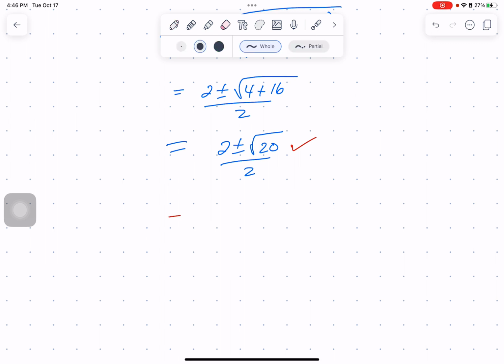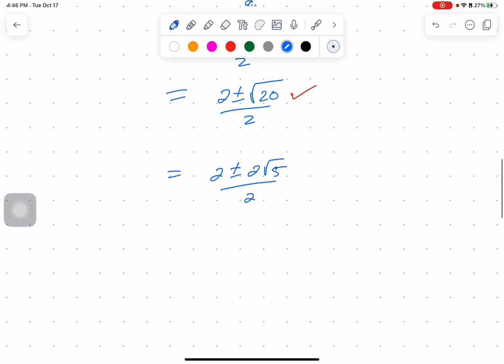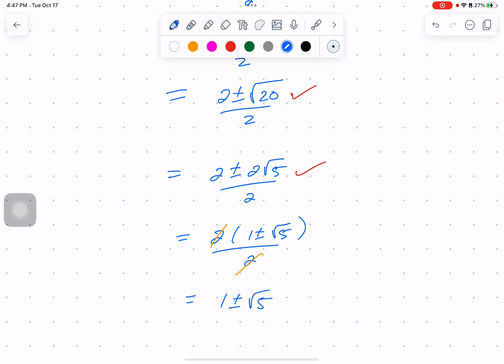Now, grade 11 form says it has to be in fully simplified lowest mixed form. So that means we got to do 2 plus or minus 2 root 5 over top of 2. No, that was wrong. And so there's a mark for that. I like that. I'm good for that. Then we should common factor out of 2. And we should reduce. And I'm good with that for a mark as well. So your answer is plus or minus 1 root 5.